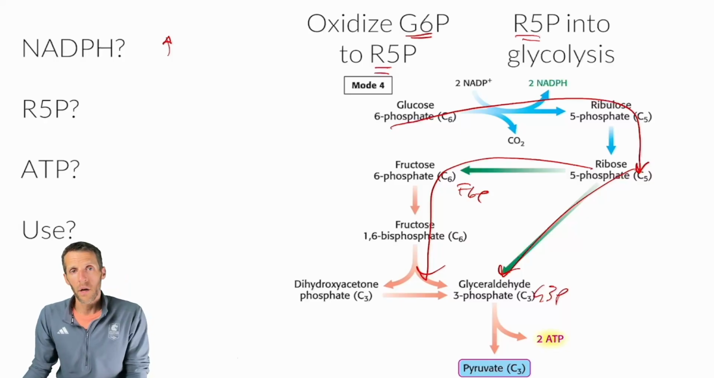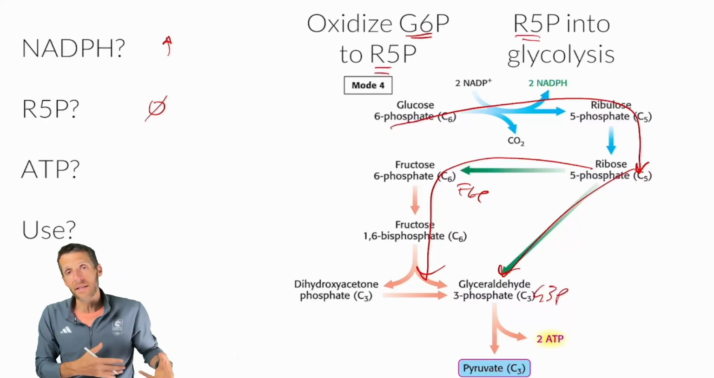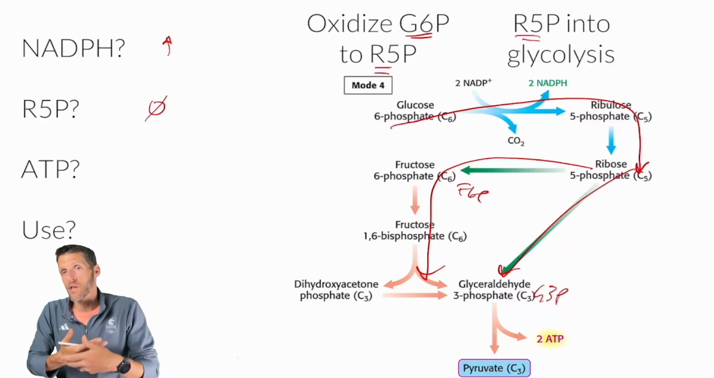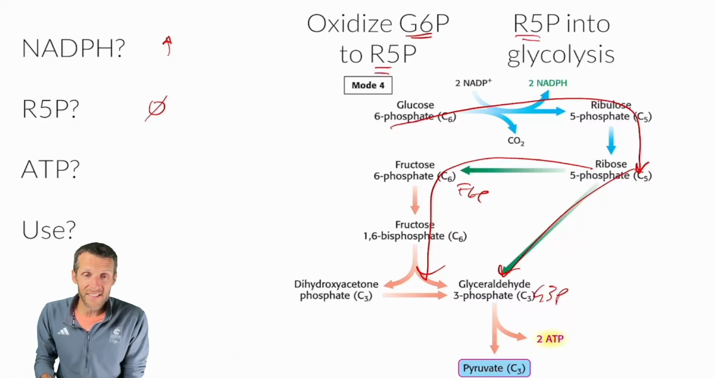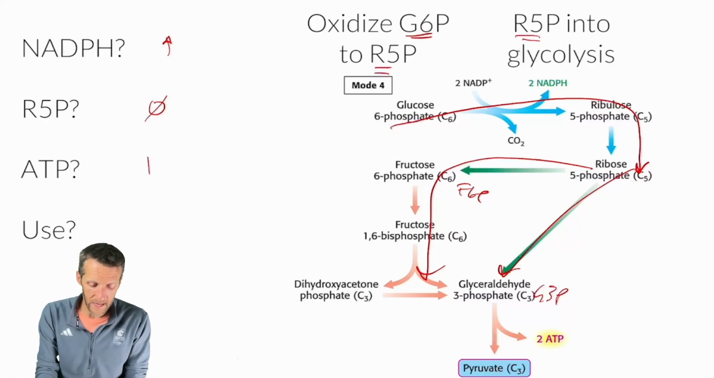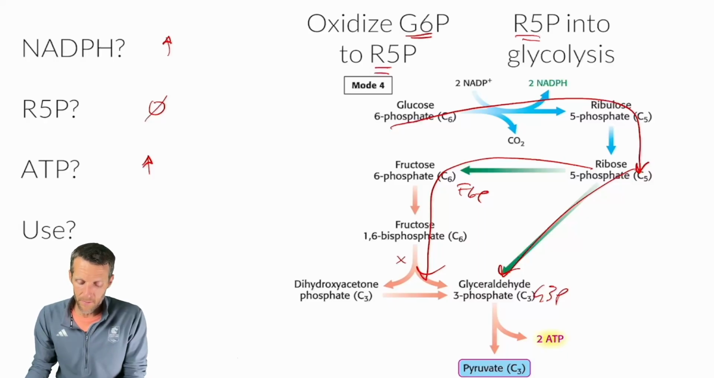Cool. Are we making R5P? We're not really, right? We're not making anything that's going to be used to say make nucleic acids. Instead, we're just using it right away. Instead, what we're doing is we're making ATP, right? So we have to invest in ATP there, sure.